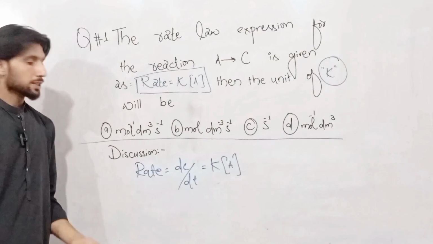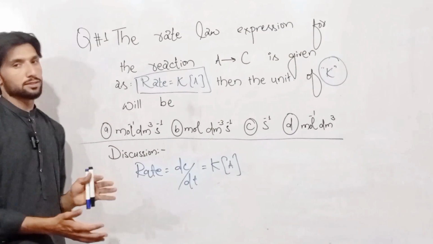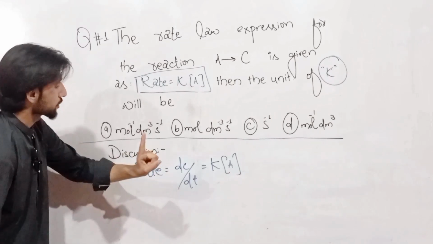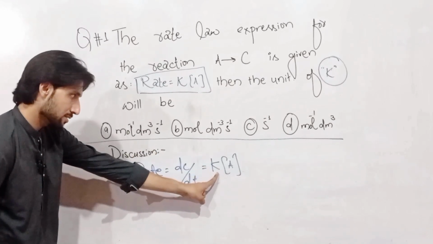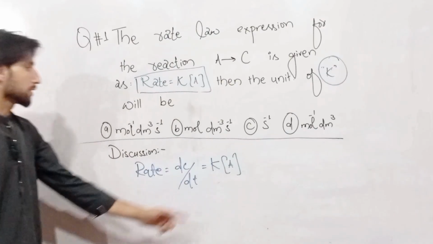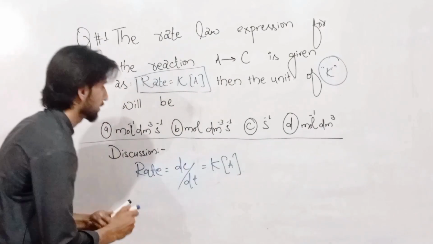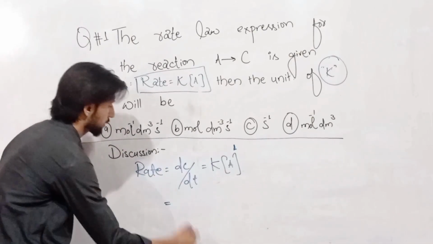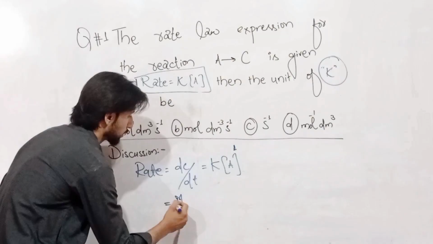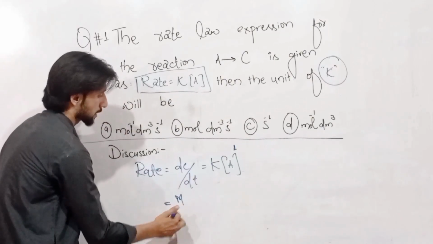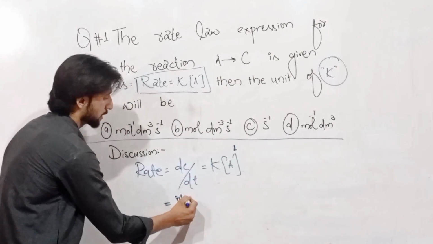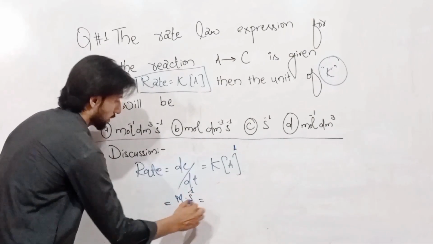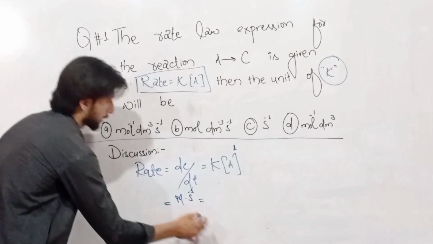So as we know that, what is rate? Rate is the change in concentration per unit time. So here in this case, the change in concentration per unit time is equal to the rate constant to the concentration of the reactant power 1. Here power is 1. So now we have to put the units. The unit of concentration is a molarity, mole per dm cube or molarity, and the unit of time is second. If second goes in the numerator, it becomes second inverse. So molarity, second inverse are the units on this side.